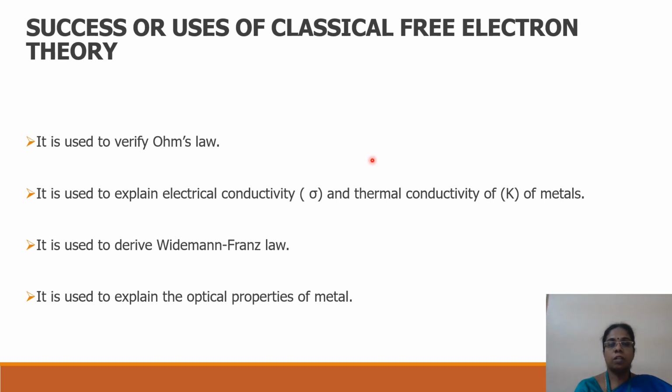Looking at the success of classical free electron theory, first, it verifies Ohm's law. It is able to explain the electrical and thermal conductivity of metals. It is used to derive the Wiedemann-Franz law and explain the optical properties of metals.